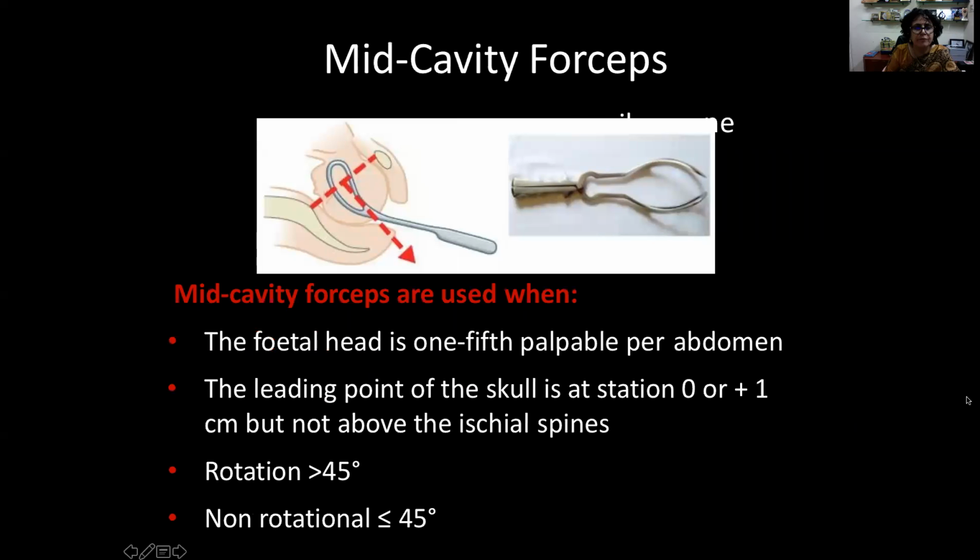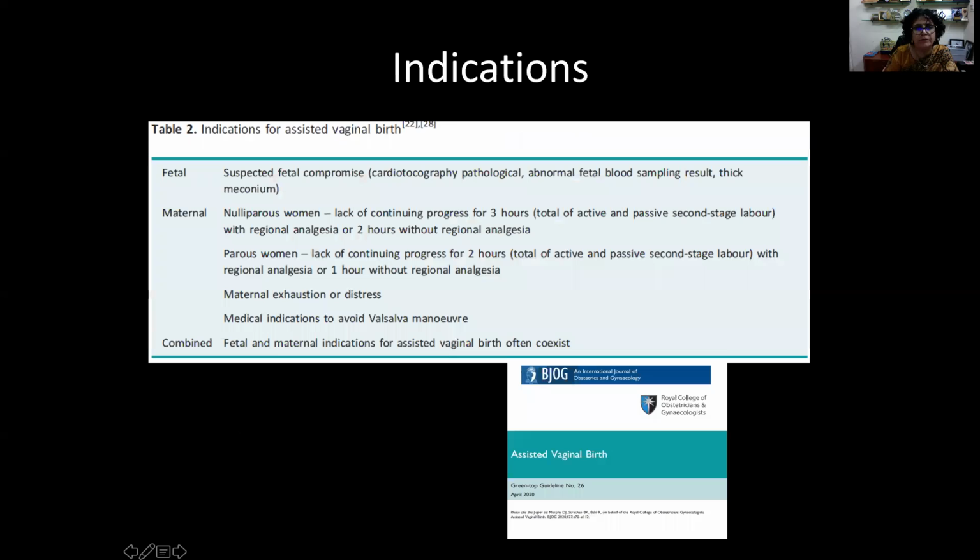Now, the mid-cavity forceps are used when the fetal head is 1/5 palpable per abdomen and the leading point of the skull is situated at 0 or plus 1 centimeter and not above the ischial spine. Rotation is more than 45 degrees and non-rotational is less than or equal to 45 degrees.